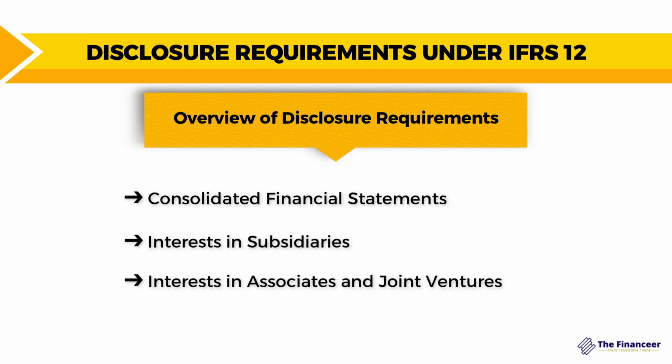Also, for associates and joint ventures, entities must disclose their significant judgments and assumptions used in determining the fair value of the investment. Additionally, details on the nature and extent of the entity's interests, including any restrictions, are also required.